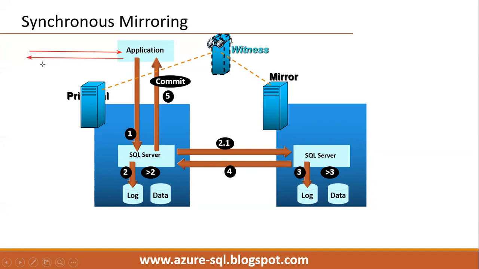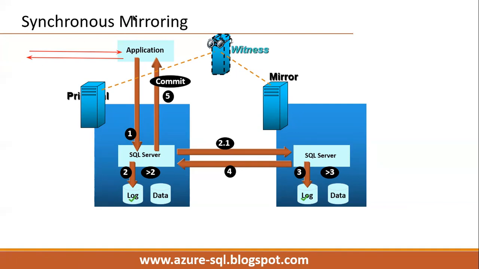Okay, your transaction is successful. Then what will happen? What is its meaning? Changes are written in the principal database log file successfully, as well as in the mirror also. After writing in both the databases successfully, only then is the user getting the acknowledgement. That's why we are calling it safety full mode.